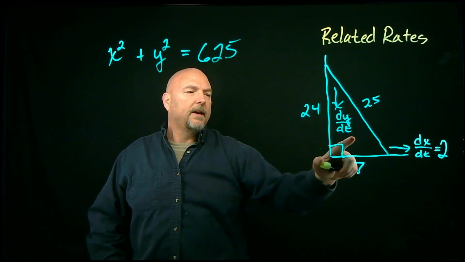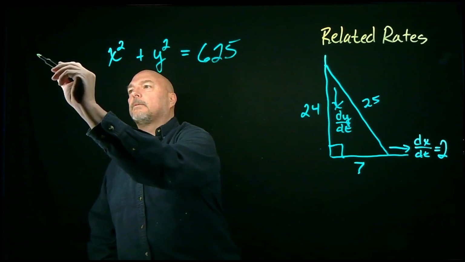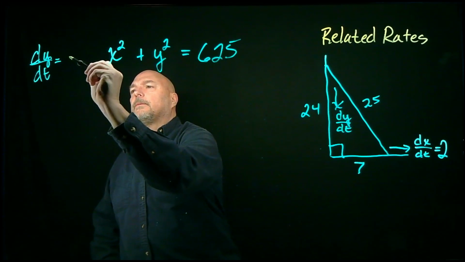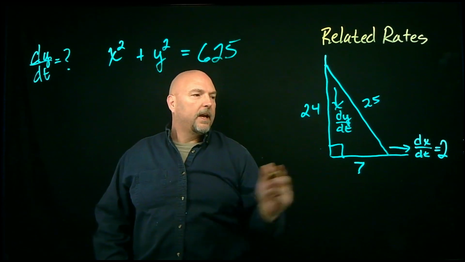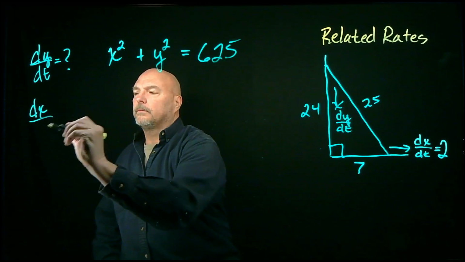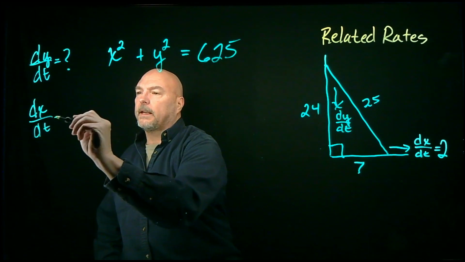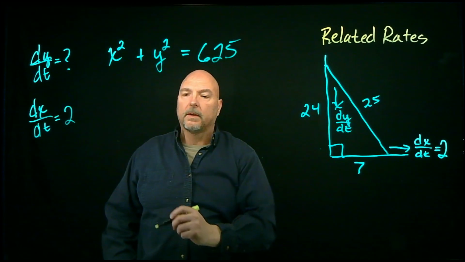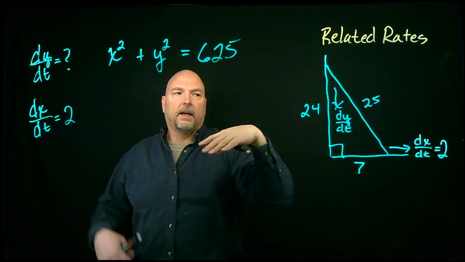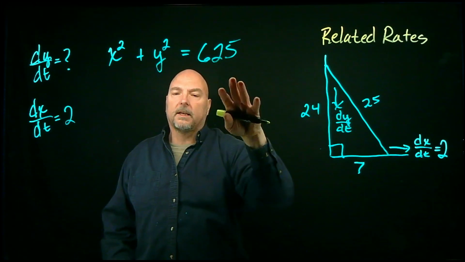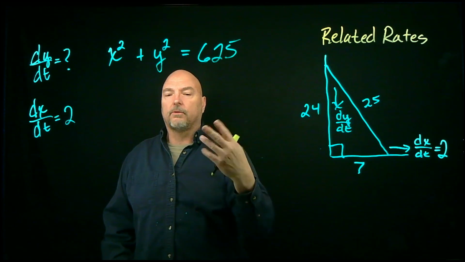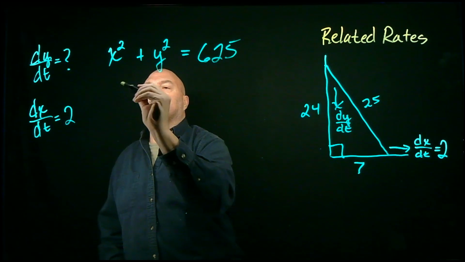So I want to find out dy/dt, right? This is what I'm looking for. And I know that dx/dt is 2, or 2 feet per second, but we'll just stick with the 2. So what we need to do is, it's a rate of change. So that tells us differentiate. So I'm going to differentiate this with respect to t because it's a time-based problem.